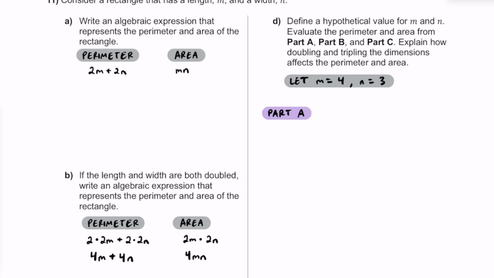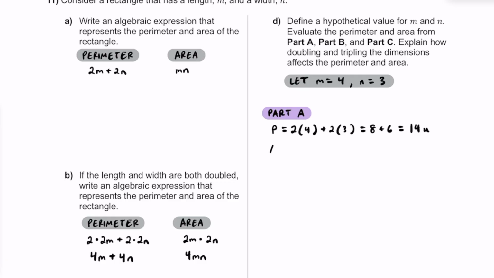So if we do that for part A, this was where we didn't double anything or triple anything. So if we find the perimeter here, it is going to be 2 times 4, plus 2 times 3. So 2 times 4 is going to be 8, and 2 times 3 is going to be 6. So we're going to have 8 plus 6, and that's going to be 14. So we're going to have 14 units for the perimeter here.